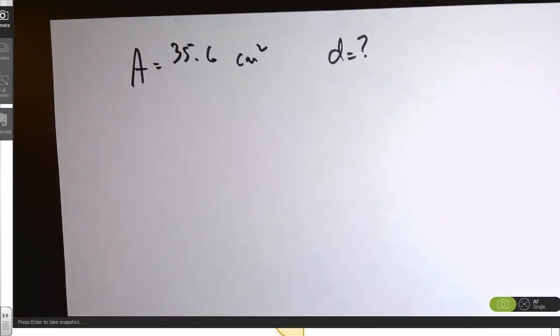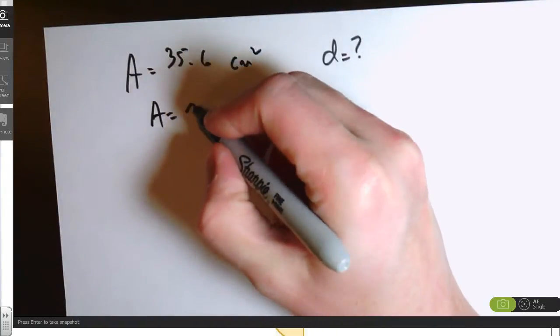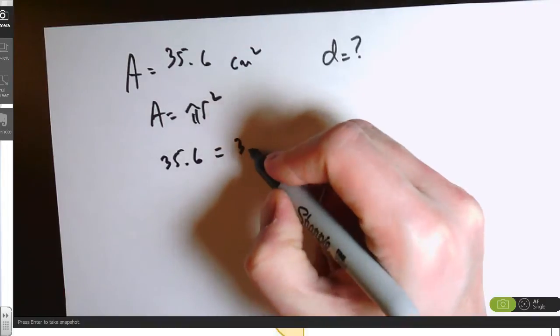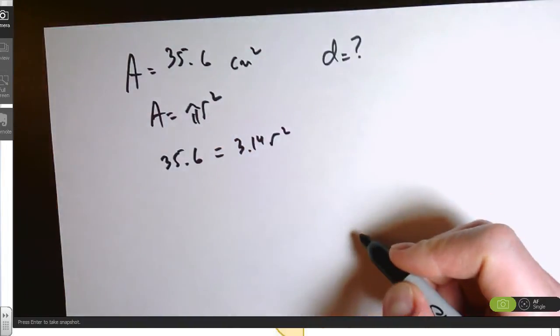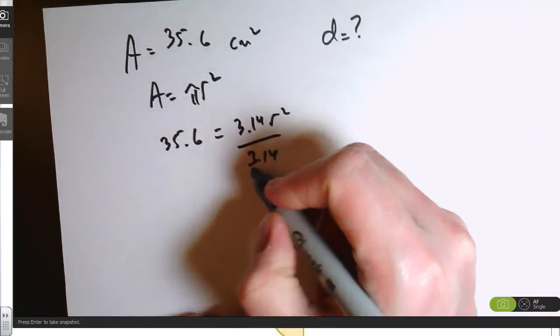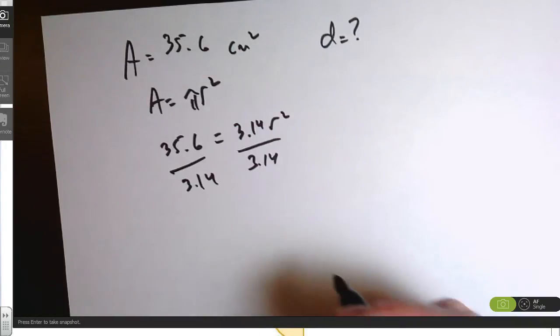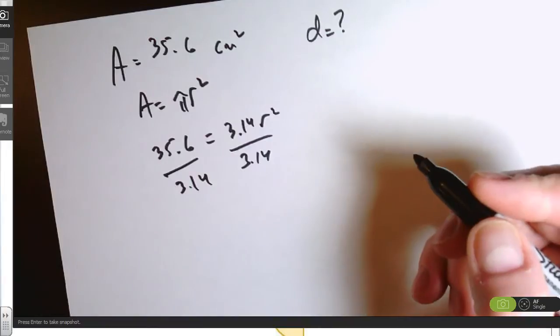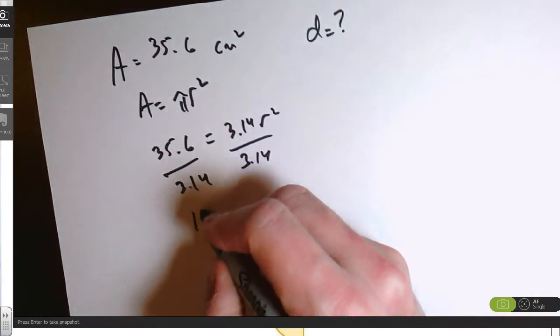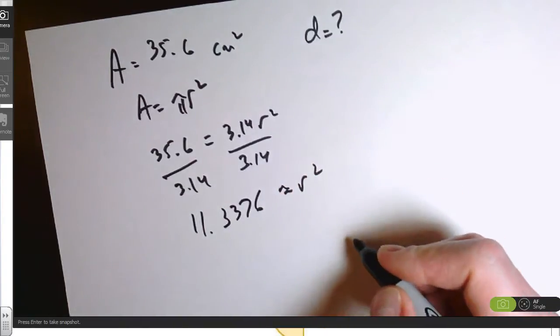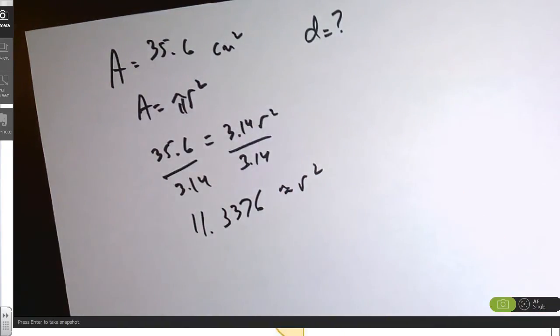Okay. Well, the area formula for a circle is area equals pi r squared. So 35.6 equals 3.14 r squared. So we're going to divide by 3.14. 35.6 divided by 3.14 is 11.3376. And then we'll take the square root of both sides.